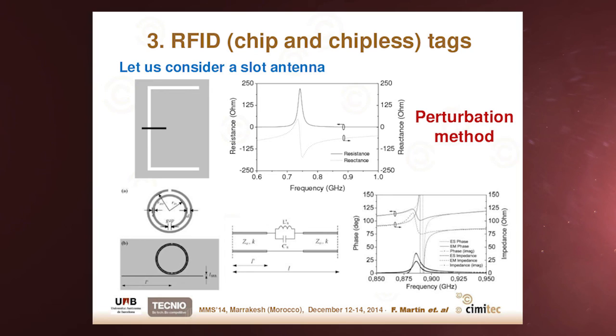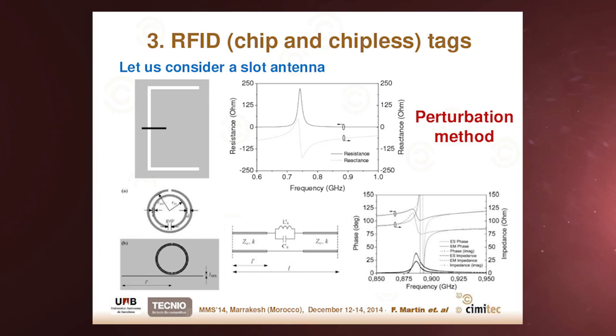So let's consider as an example a slot antenna like this one. This slot antenna exhibits an input impedance with a resistance and a reactance. The idea is to apply a perturbation method, where we implement the matching network by means of a transmission line. We can calculate the characteristics of the line, phase constant and characteristic impedance, to obtain conjugate matching at the central frequency between the frequencies of the two subbands. This can be easily achieved.